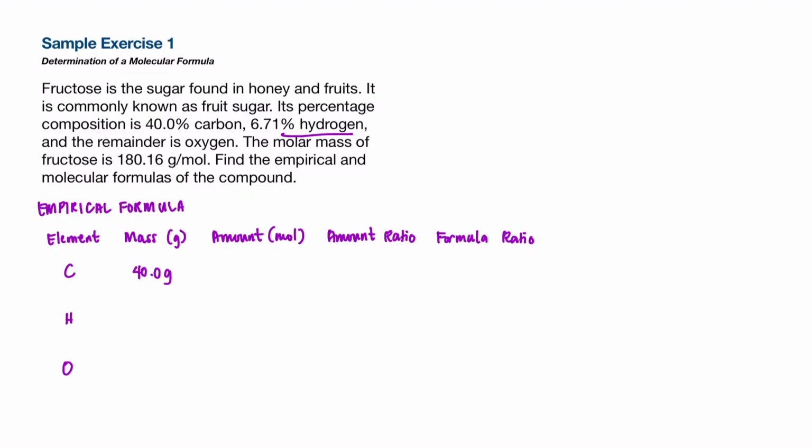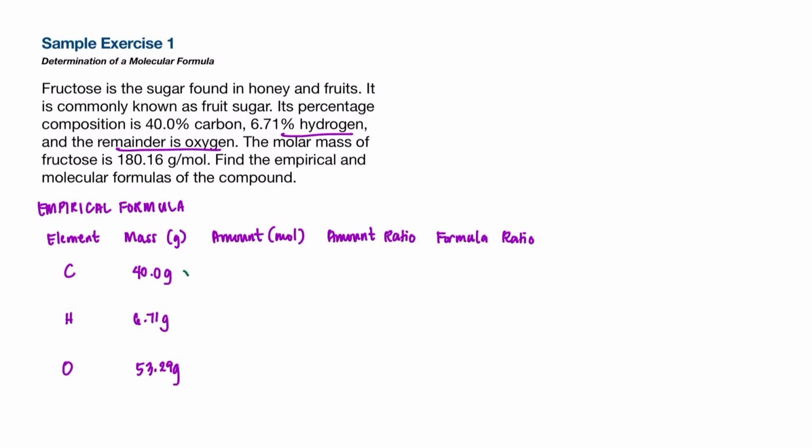Hydrogen is 6.71%, therefore it is also 6.71 grams. And the remainder is oxygen. Since in percentages the total is 100%, then we can get the mass of oxygen by adding 40 grams and 6.71 grams and subtracting the sum from 100. Therefore, 100 minus 46.71 is equal to 53.29 grams.